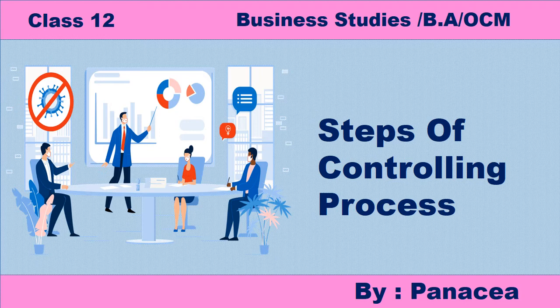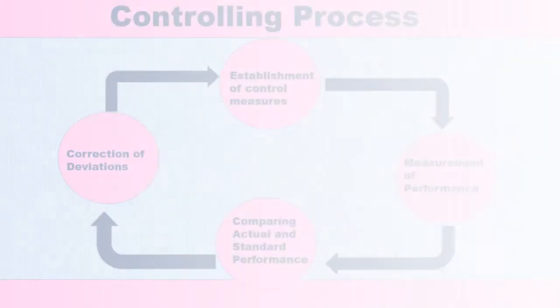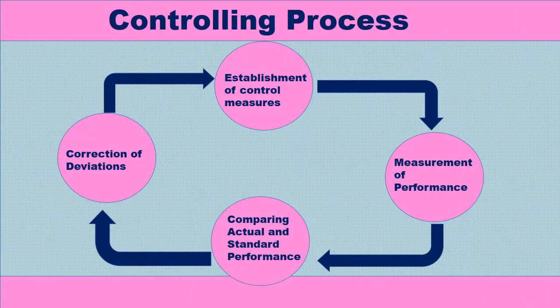Today we are going to take up the steps of the controlling process. Let us understand that the first step is to set the performance standards. Once you have done that, you will measure your actual performance, then compare the actual performance with the standard, then you will analyze any deviation, and then finally you take corrective actions.